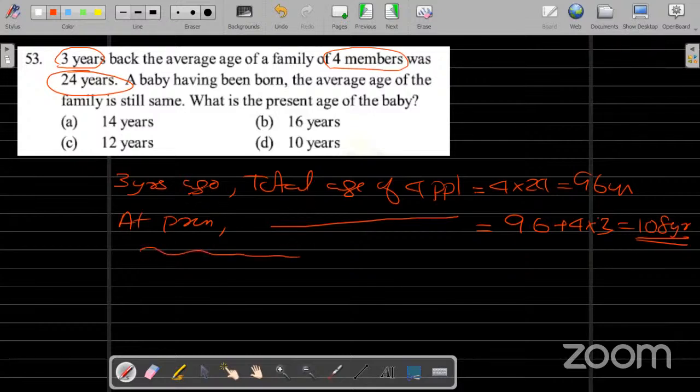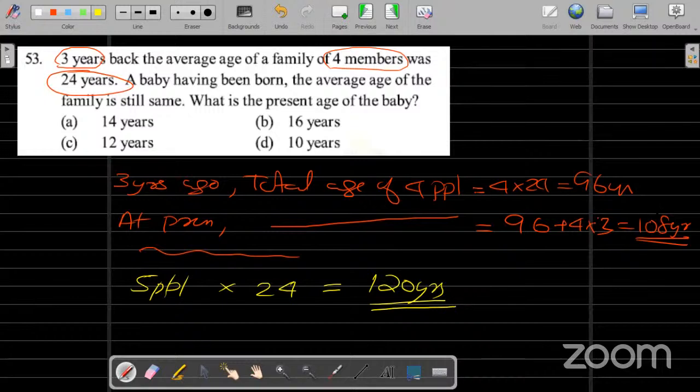Now, the average age of the family is still the same. That means now we have 5 people, including the baby. The average age at present remains the same. How much is it? 24 years, right? 5 people having an average age of 24 years. So the total age is 5 into 24, that is equal to 120 years. The total age of the 5 people is 120 years. Clear?